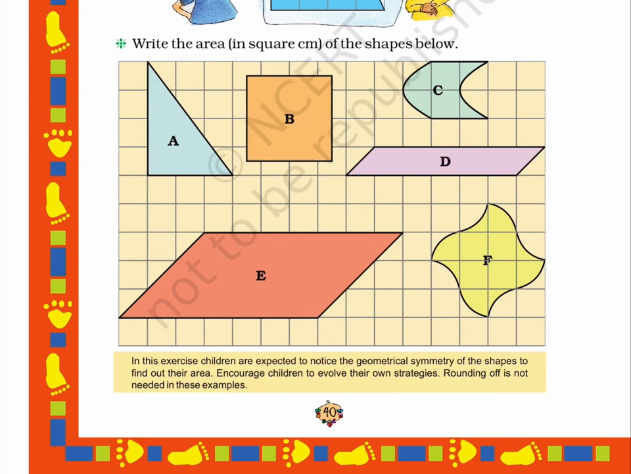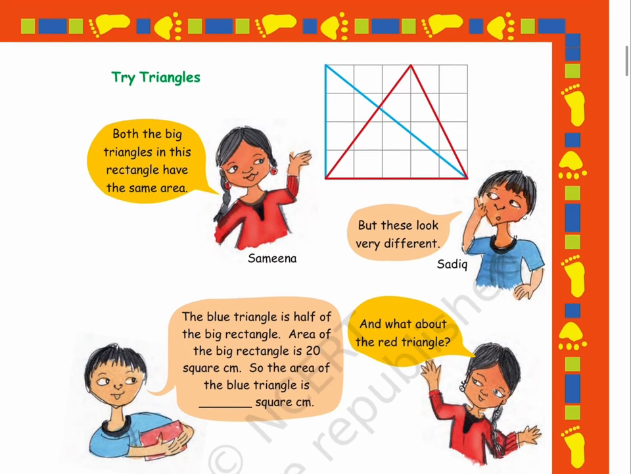Page 41. Try triangles. On top of the page, we see a grid line structure as the base on which two triangles are drawn, one blue in color and one red. A girl, Samina, and a boy, Sadiq, both are looking at these triangles. Samina says, "Both the big triangles in this rectangle have the same area." Sadiq is thinking, "But these look very different."